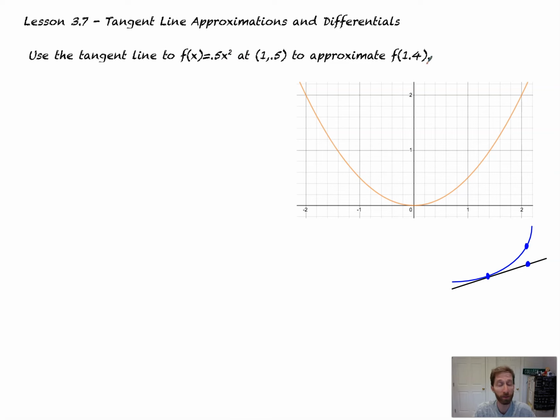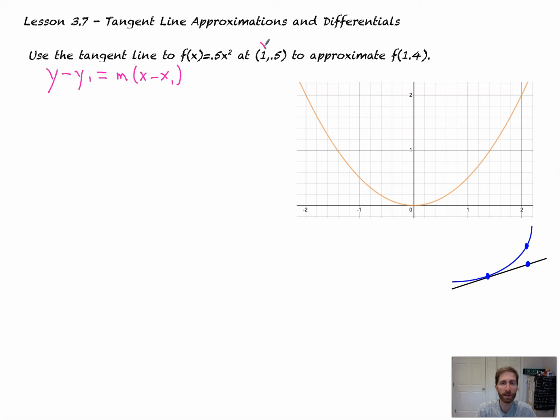approximate f of 1.4. Whoa, it's a mouthful. So let's just first start with the tangent line to this curve at that point. So we need that. So let's find it. So if we want the equation of a tangent line, and if you need help remembering how to build those, go back to chapter 2. Right? We do a lot of that in chapter 2. Y minus y1 is equal to m times x minus x1. I always start out with that template, right? It kind of gives me the ingredients I need to plug in.